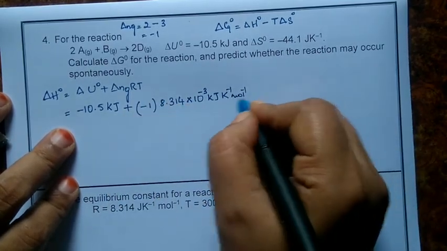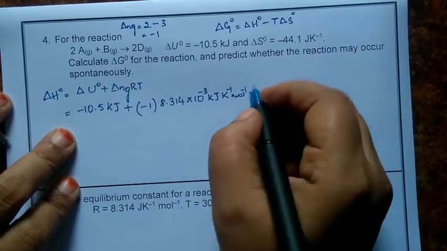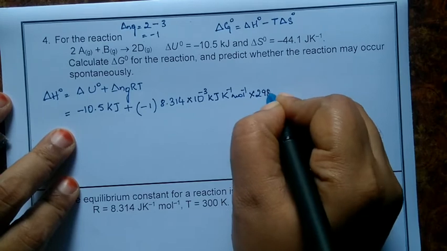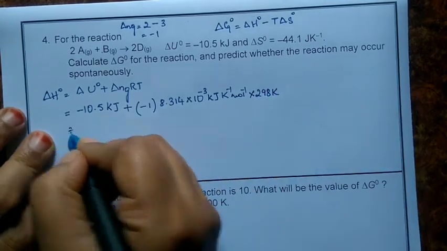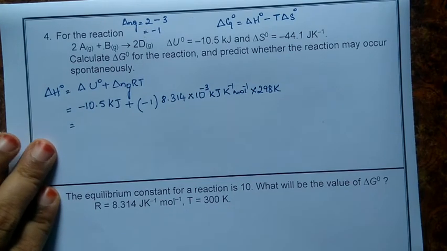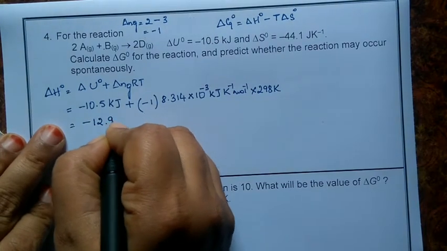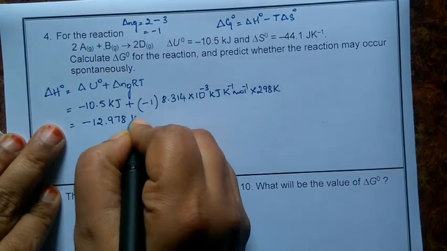And temperature: they have not mentioned any temperature in the reaction, which means it is 298 Kelvin. Clear? Now if you solve the entire thing, you will get the answer as 12.978 kilojoule.